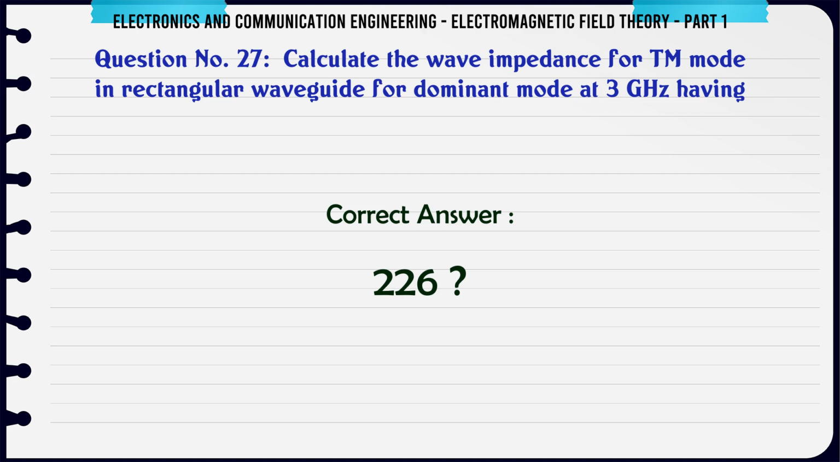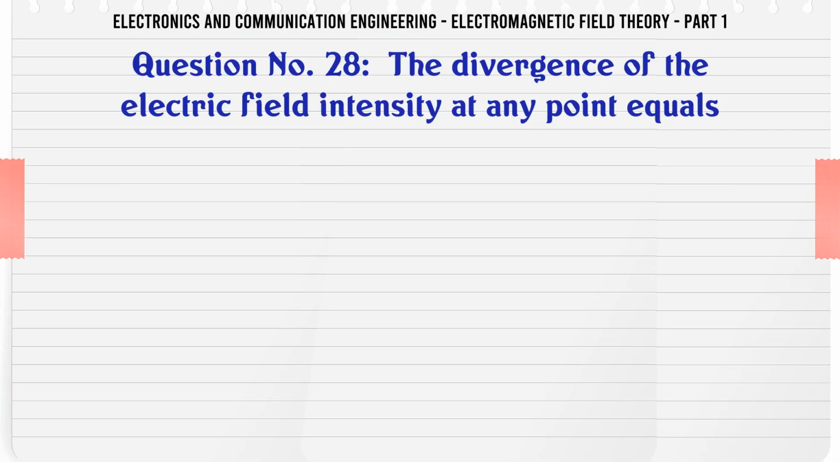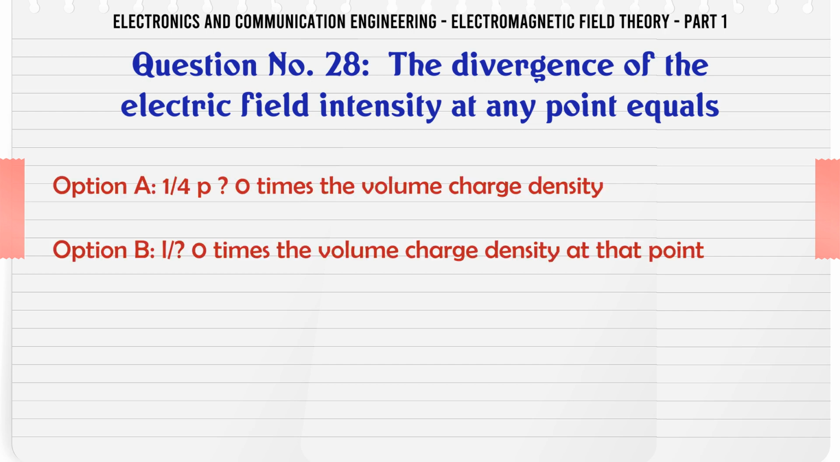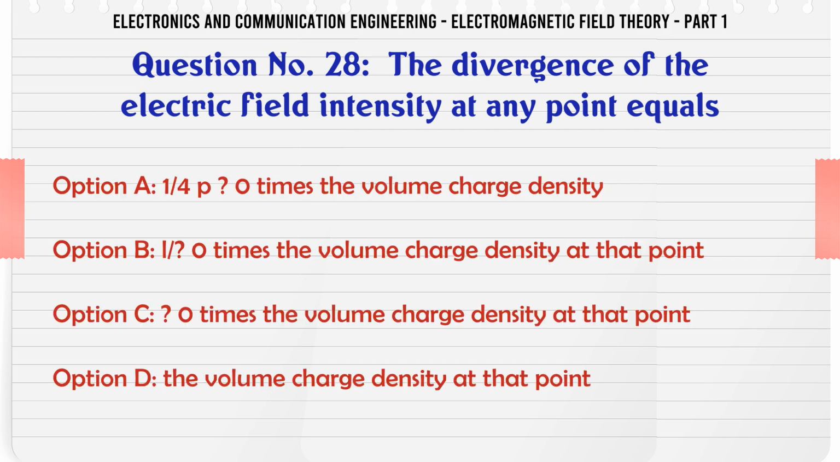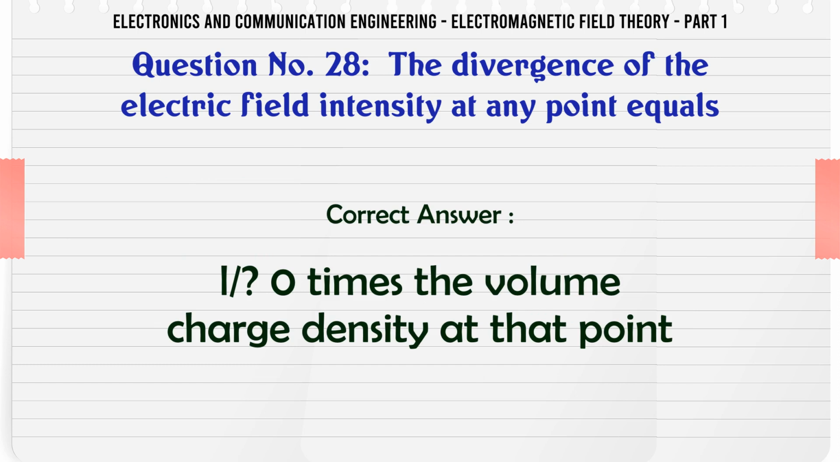226. The divergence of the electric field intensity at any point equals: A, 1/(4π ε0) times the volume charge density; B, 1/ε0 times the volume charge density at that point; C, ε0 times the volume charge density at that point; D, the volume charge density at that point. The correct answer is 1/ε0 times the volume charge density at that point.